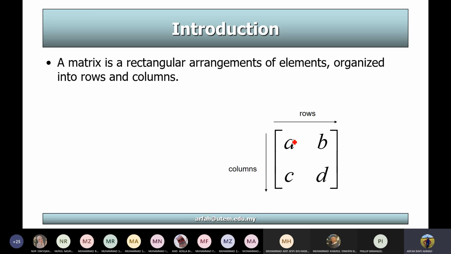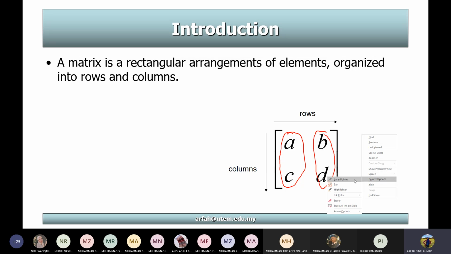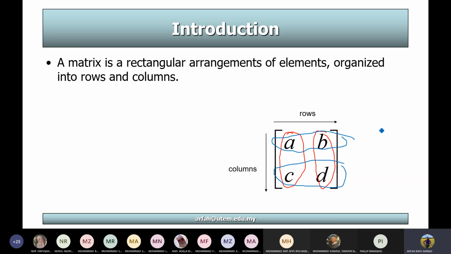Okay. In this example we have 4 elements. A, C, B, D. So the column is this one, going downward. Column 1, column 2. And the row goes from left to right. So this one is the row. Okay. Row 1 and row 2. Okay. So this is a matrix.